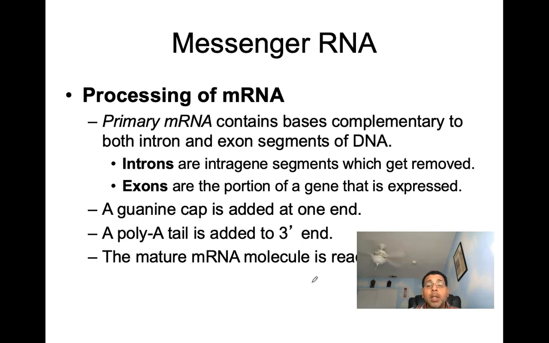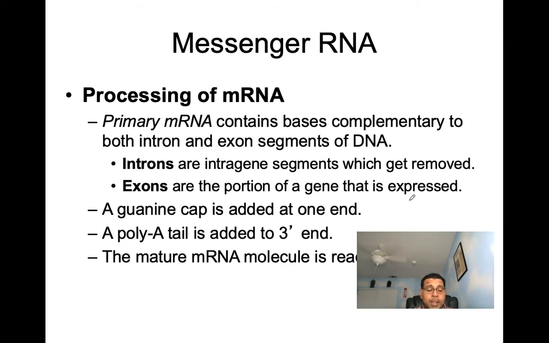These portions are called introns. The other portions of the gene are called exons, and they are excised away from the introns because they're going to be expressed. Only exons result in protein products. So here we can see our primary mRNA is going to contain bases complementary to both introns and exon segments of DNA. But the introns are intragene segments which get removed because they're not going to code for proteins. Exons are going to be the portions of a gene that is actually expressed.